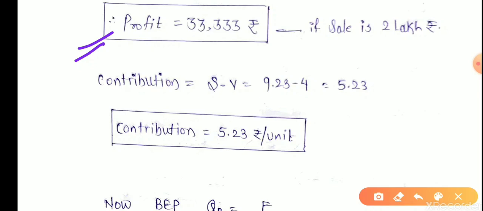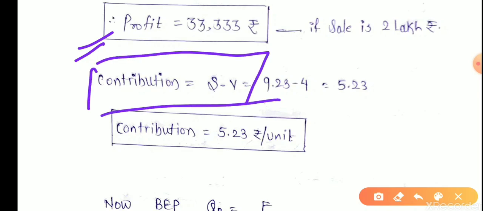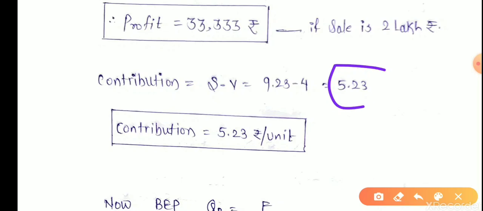What is the profit? Now what is the contribution? It is the difference of selling price minus variable cost, selling price minus purchase price. After selling a single product, how much does a single product contribute to our profit? A single product gives 5.23 rupees per unit profit to us, and this is called the contribution. It is the basic difference of selling price and variable cost.